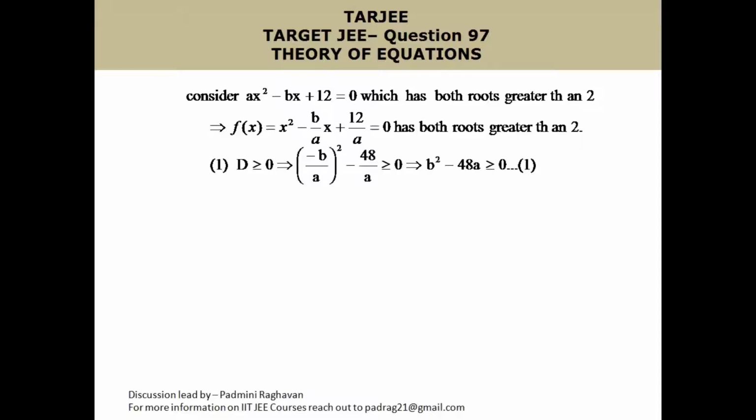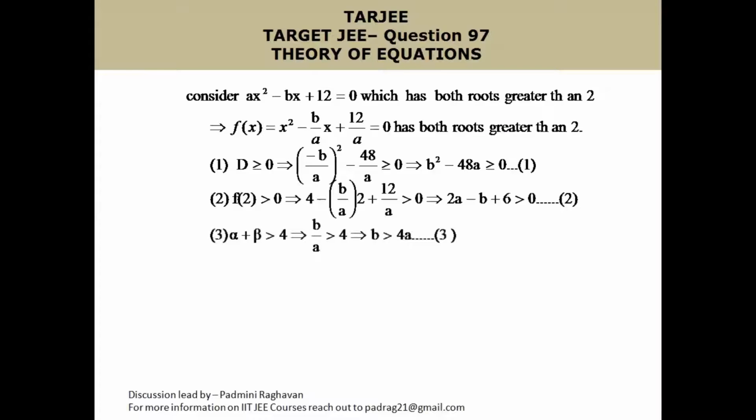(b/a)² − 48/a ≥ 0. We can multiply the equation by a². A is positive. So we get the first condition: b² − 48a ≥ 0. The second condition is f(2) should be greater than 0. Substituting, we get the condition 2a − b + 6 > 0. The third condition is the sum of the roots should be greater than 4, that is b/a > 4.